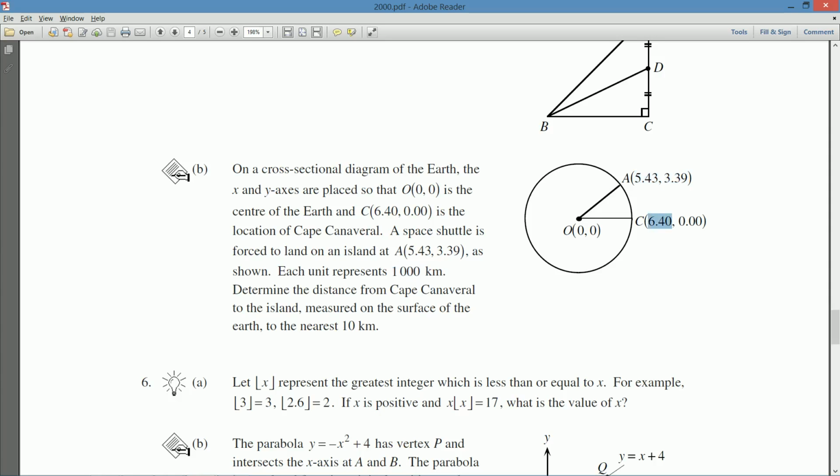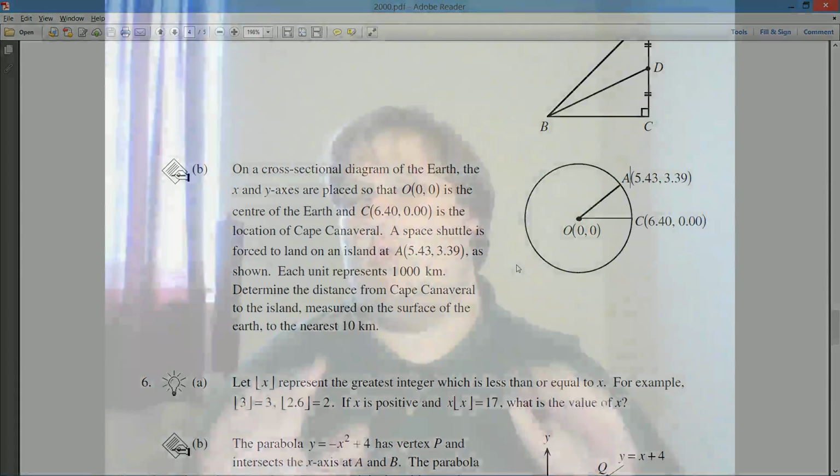6,400, I guess. Determine the distance from Cape Canaveral, point C, to the island as measured along the surface of the Earth to the nearest 10 kilometers. So right away, nearest 10 kilometers suggests to me that we're probably not dealing with very nice fractions, very nice angles, very nice cosines and sines. And so we're going to have to grab ourselves a calculator and be very careful about the steps that we take to make sure we don't introduce too many rounding errors. Because we need to round to the nearest 10.